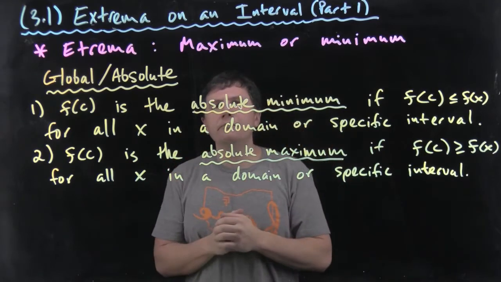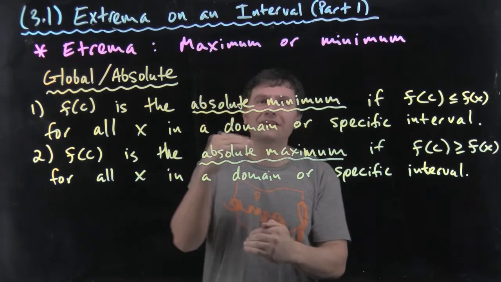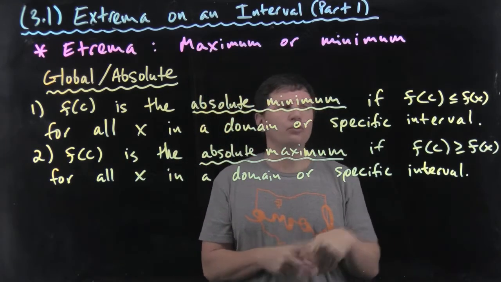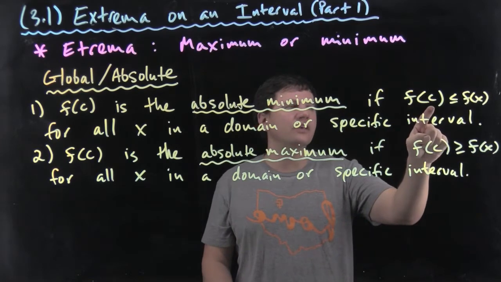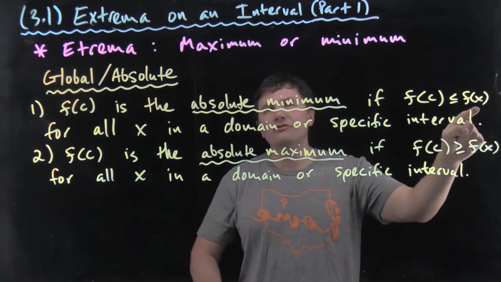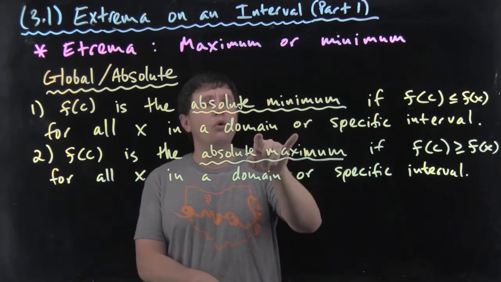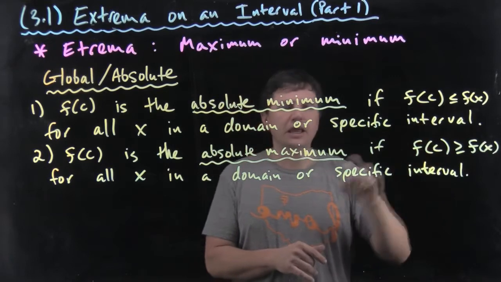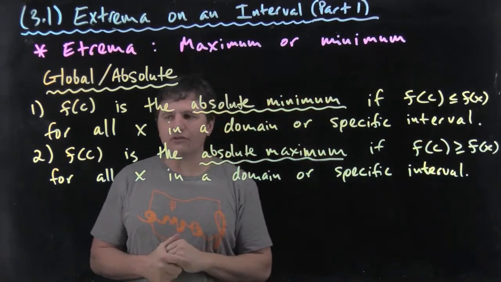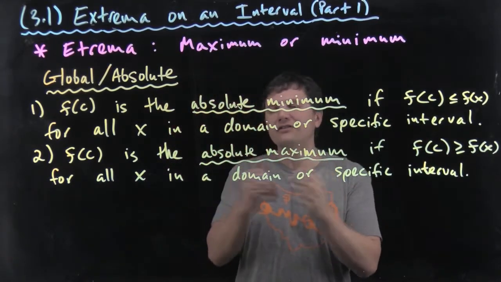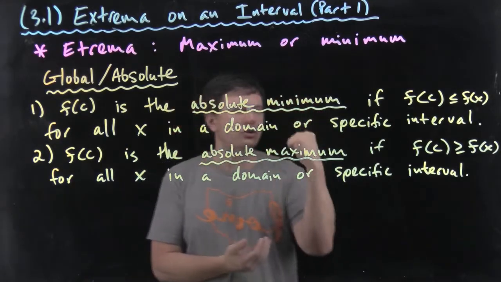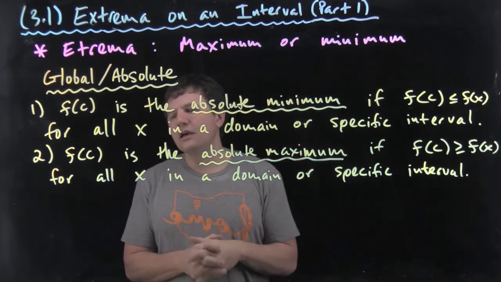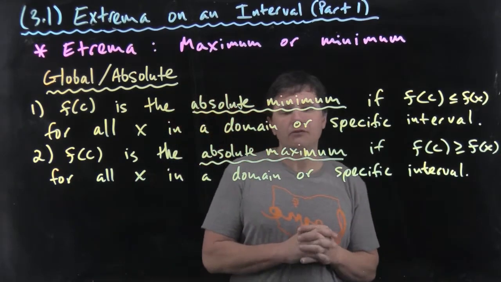So absolute minimum would be the least point or value out of all the points that we're considering. If we're looking at notation, what we're saying is the output f of c is less than or equal to all of the other values on a domain, if we're talking about a whole function, and I'll talk more about that, or a specific interval. The specific interval will be kind of our focus for today, which I'll talk about in a little bit. Absolute maximum, which once again intuitively is greater than all the points, means f of c is greater than or equal to all the values f of x for all x in a domain or specific interval.